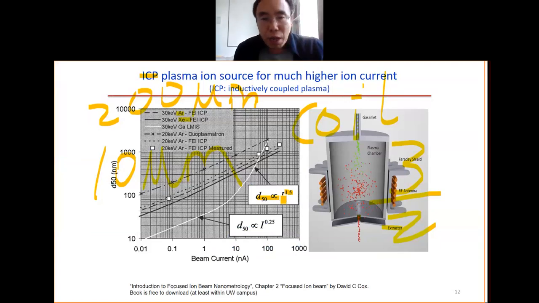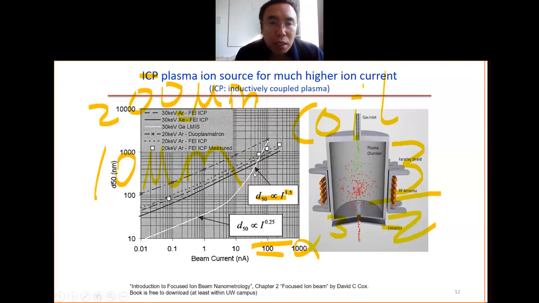So this is D50 over I to the power 1.5, which is equal to alpha to the power 3, because the current is proportional to alpha squared. So you can see we need a very high beam current.